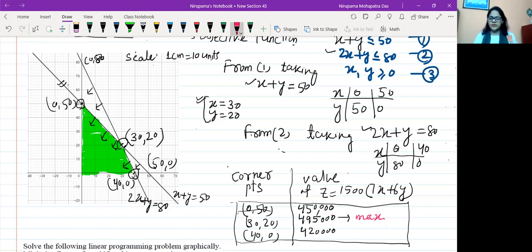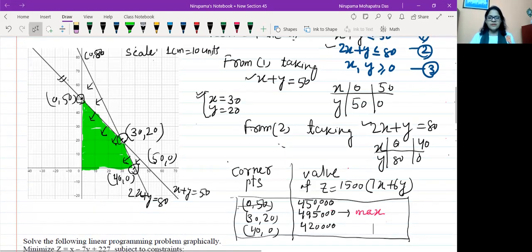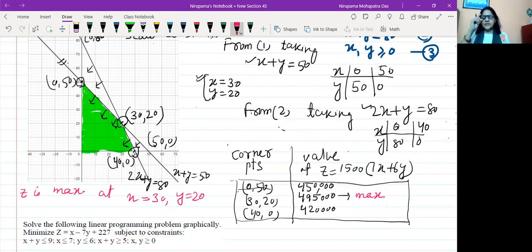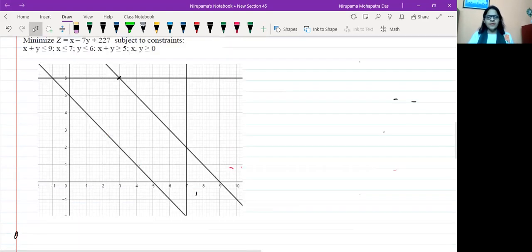That means your conclusion will be what? You can write it here: Z is maximum at x equal to 30, y equal to 20. So that's it. Is it very difficult? No, right? Okay, next question.